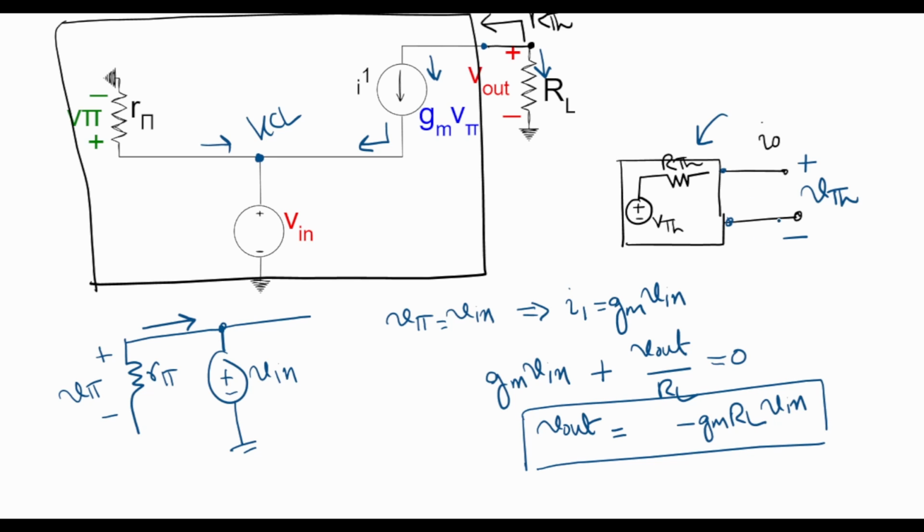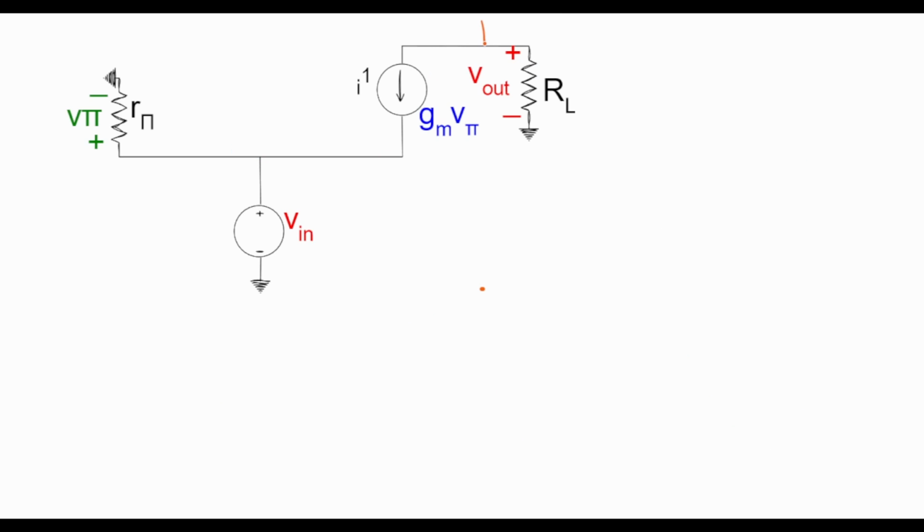So this is our Thevenin's voltage. We have found the voltage across the terminals of RL, which is minus Gm times RL times V in. Next we have to find out the Thevenin's equivalent resistance looking back into the network.